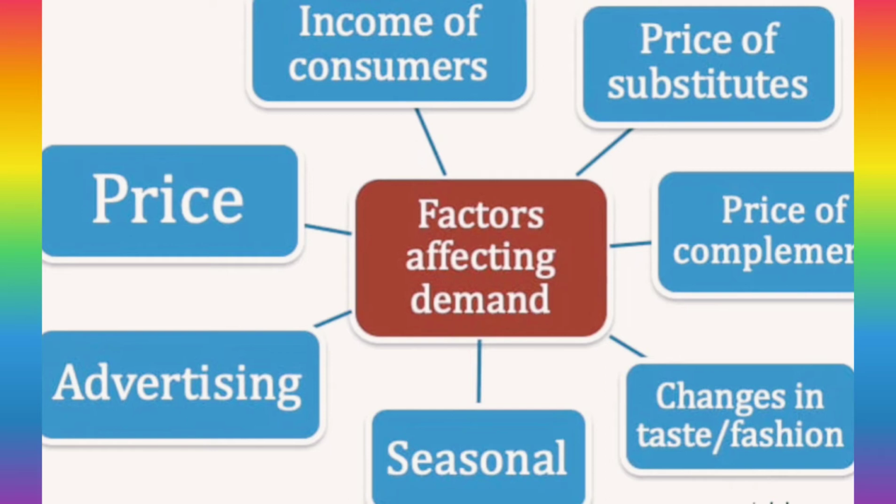Now, related goods may be in the form of substitute and complementary. What are substitute goods? When two goods are substitute, if one can be used in place of the other, they are also called competitive goods because they compete with one another for demand in the market. For example, tea and coffee.